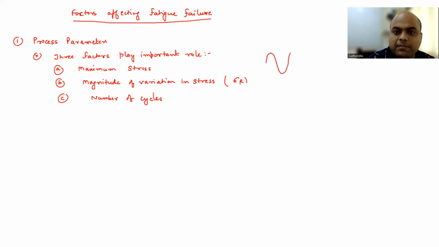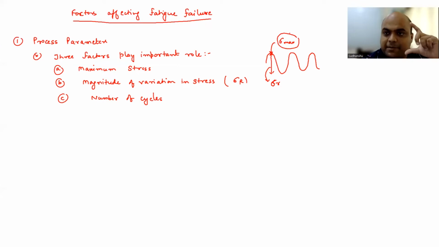If you remember, if you have a fatigue cycle like this, this stress is your maximum stress, and then you have sigma R, which is the stress range, and then you also have sigma A, which is the amplitude. If you increase the maximum stress, it will be easier to fail during fatigue. That is point number one. Similarly, if you increase the magnitude of variation in stress, that means if you increase sigma R, it will be easier for fatigue damage to accumulate, or easier for fatigue failure. And third is the number of cycles. The more cycles you have in a fatigue cycle, the more damage accumulation there will be. So this is point number one, which is related to process parameters.